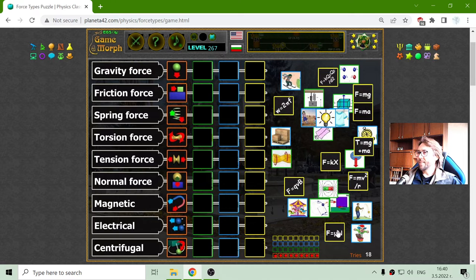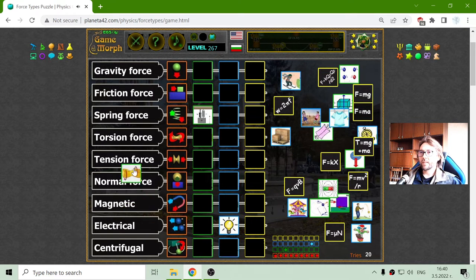Alright, now let me place the green ones, the green squares. Okay, what I see here, it's too small. Okay, this is spring force. Okay, that should be electrical. Blue. This one should be with torsion.